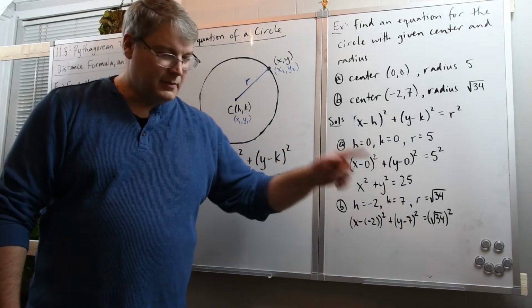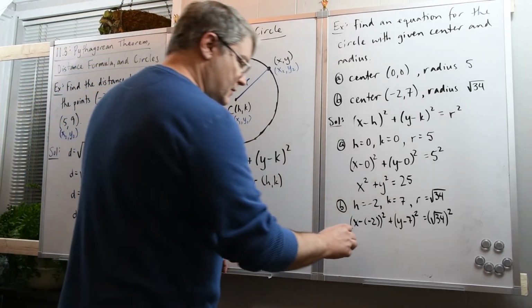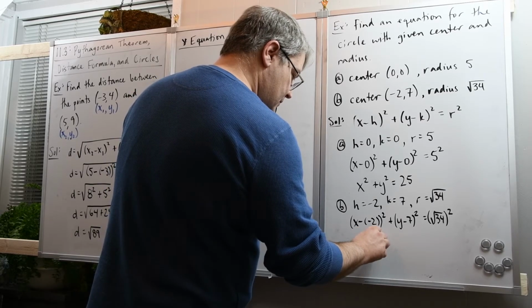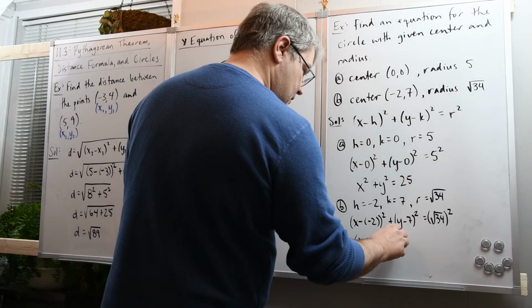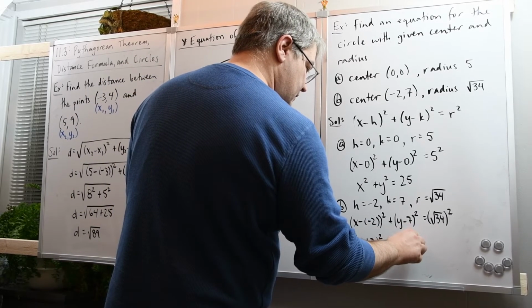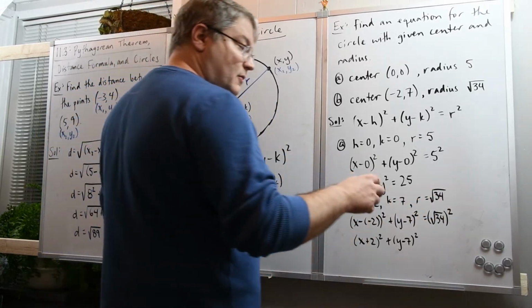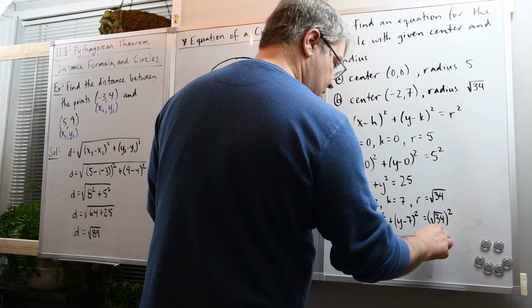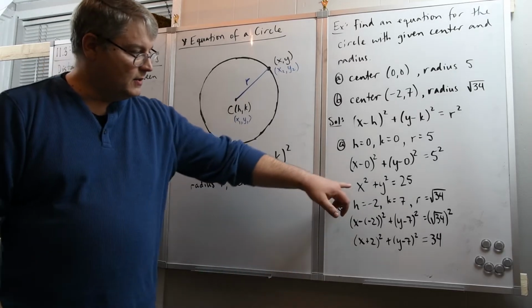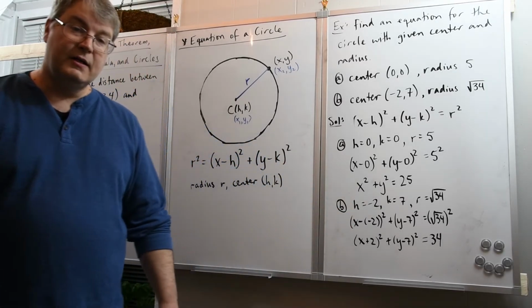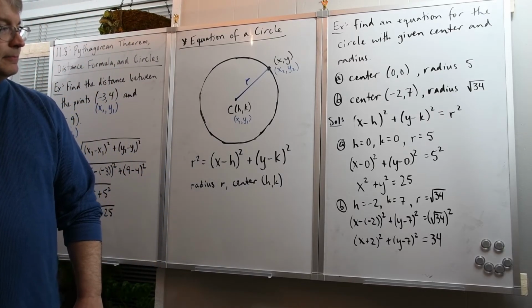Now, we're going to want to clean this up just a little bit. So, for example, x minus a negative 2 is the same thing as x plus 2. So we'll have x plus 2 raised to the second power plus y minus 7 raised to the second power. Now on the right side, the square root of 34 squared gives us 34. So it may not be quite as nice looking an equation as we had before here, but full credit always looks nice. And that's what you would get for this answer for part B.